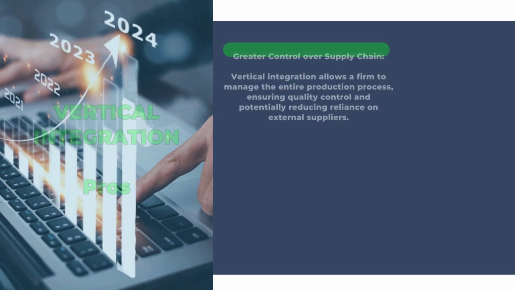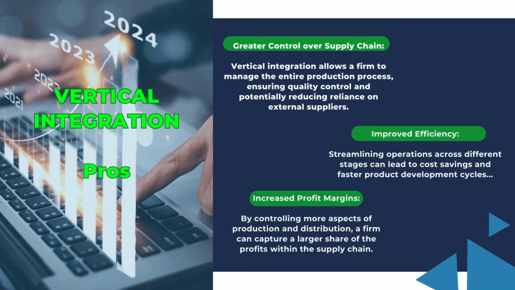So now, let's proceed with the second type of market integration, which is vertical integration. This strategy involves a firm gaining control of businesses operating at different stages of the production process for its good or service. A company might acquire its suppliers, distributors, or even retailers.